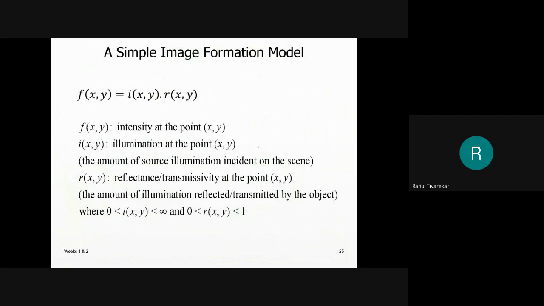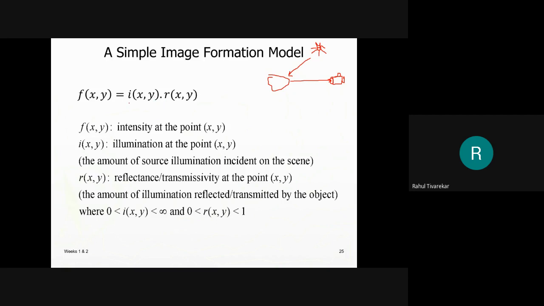So we have finished with that. Next, the simple image formation model. The example of image formation I have already explained. There will be a source which is generating light. That light will be incident on the image. Some of the light will be reflected, and that reflected light will go to the camera or the eye, and from there the image will be formed.